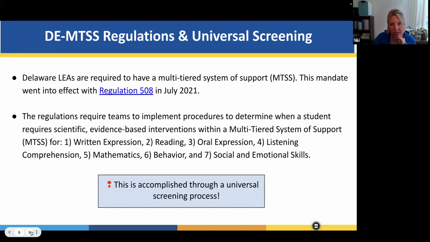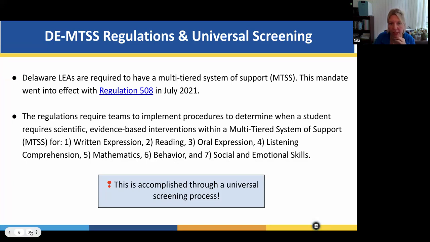I like to start by just framing this with the current legislation around universal screening. So in Delaware schools under regulation 508, which asks schools to develop a multi-tiered system of support, which just means we're providing good quality academic, social, emotional, behavioral practices for all students. And then we have a good system to follow up with additional supports for those students that need more.